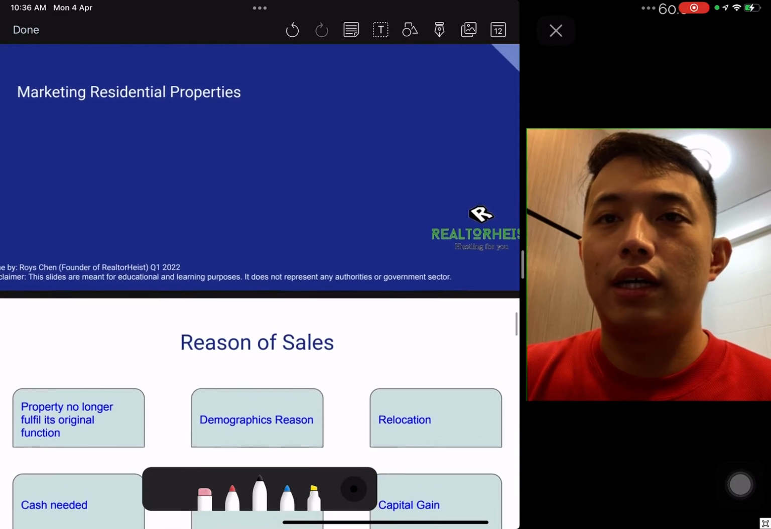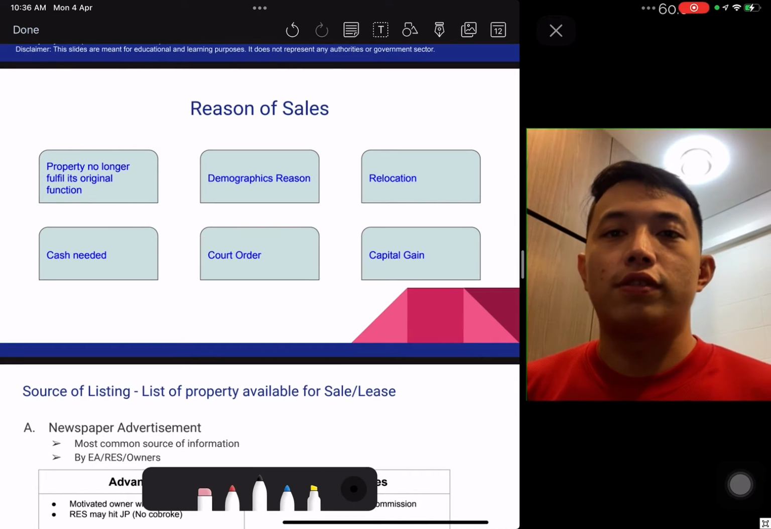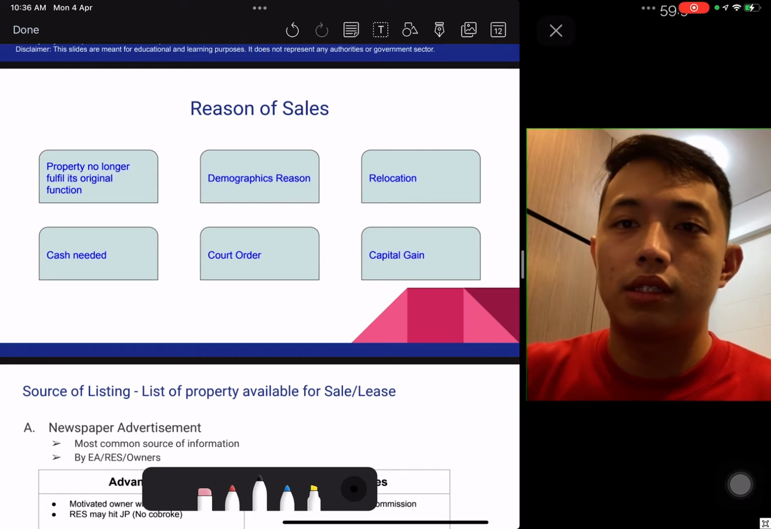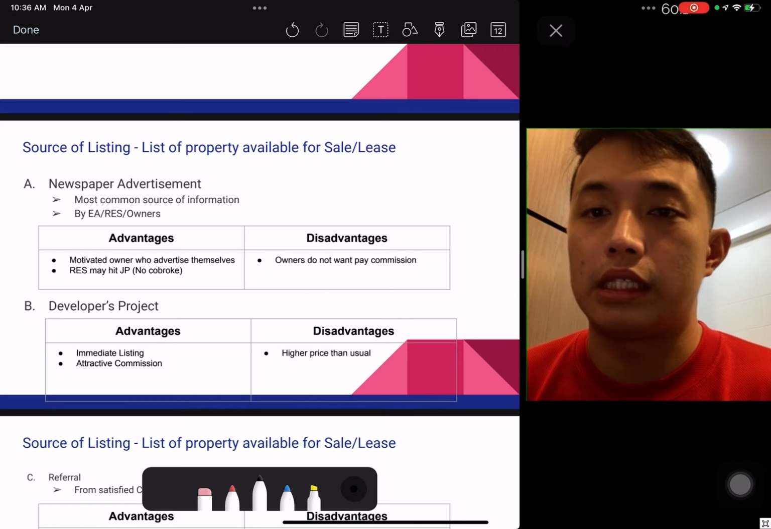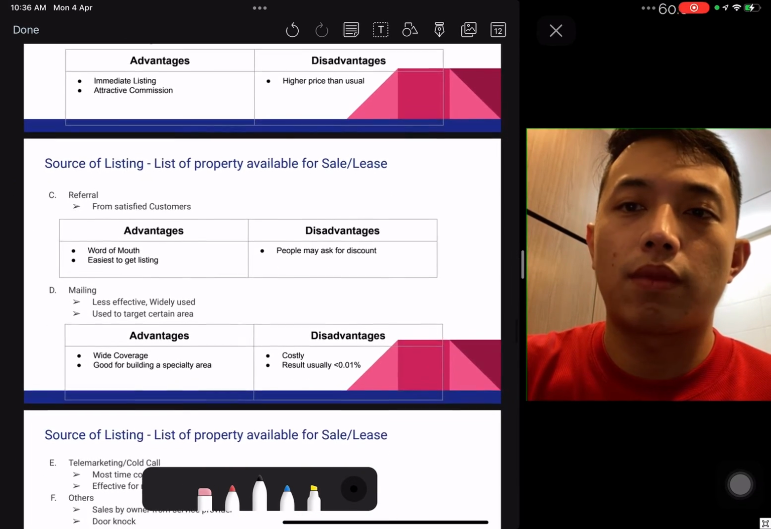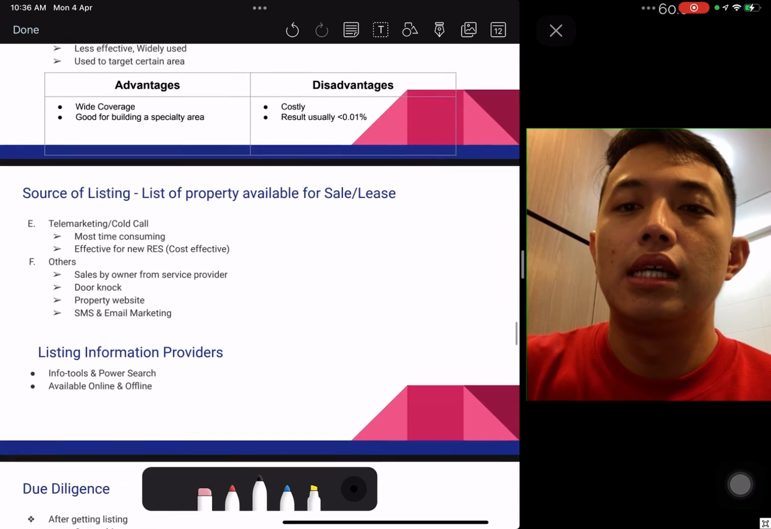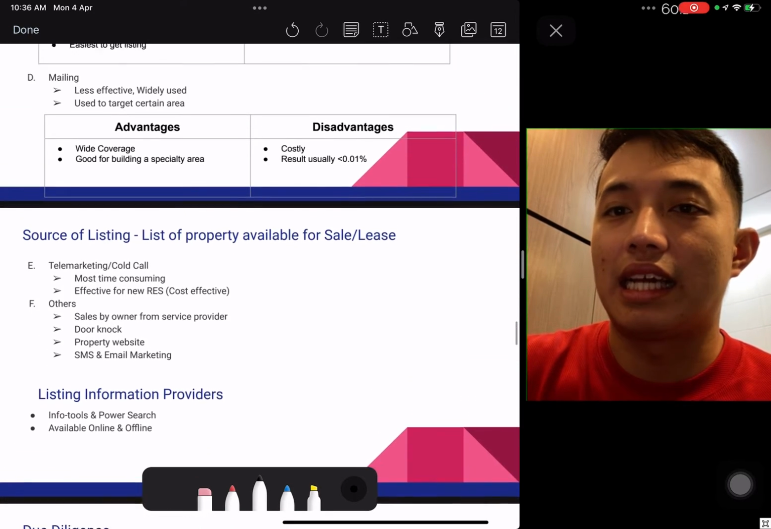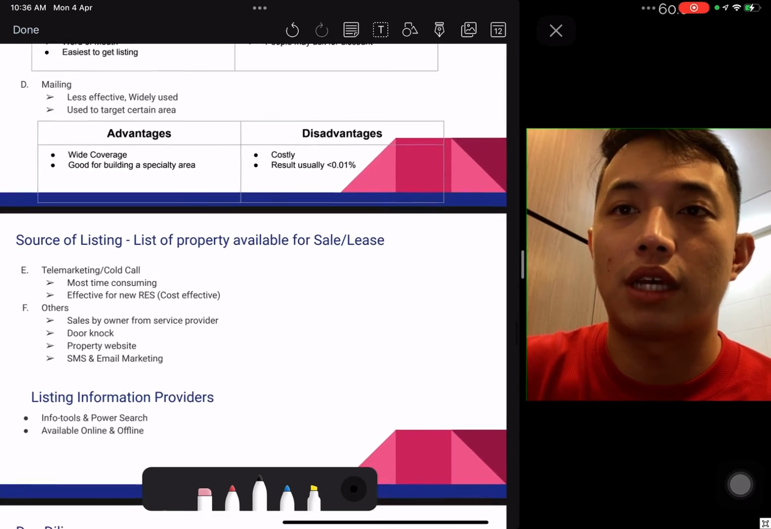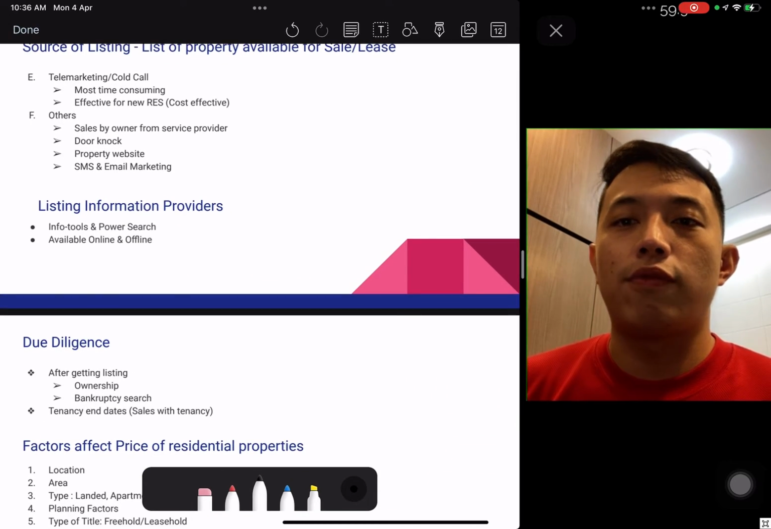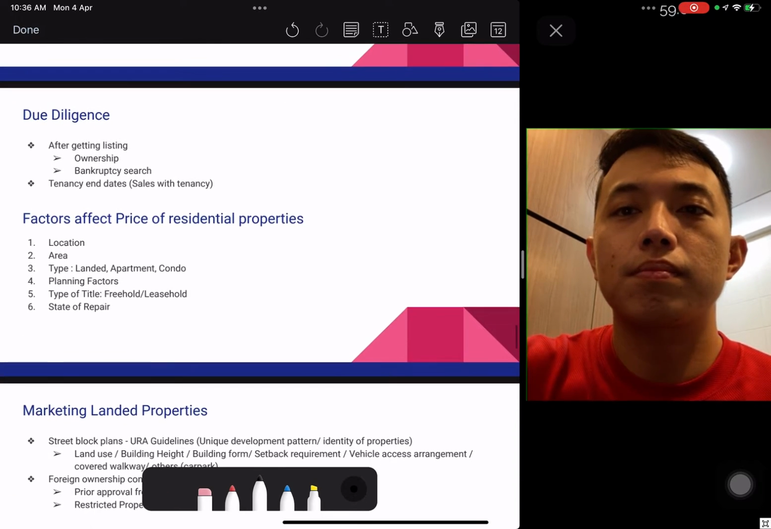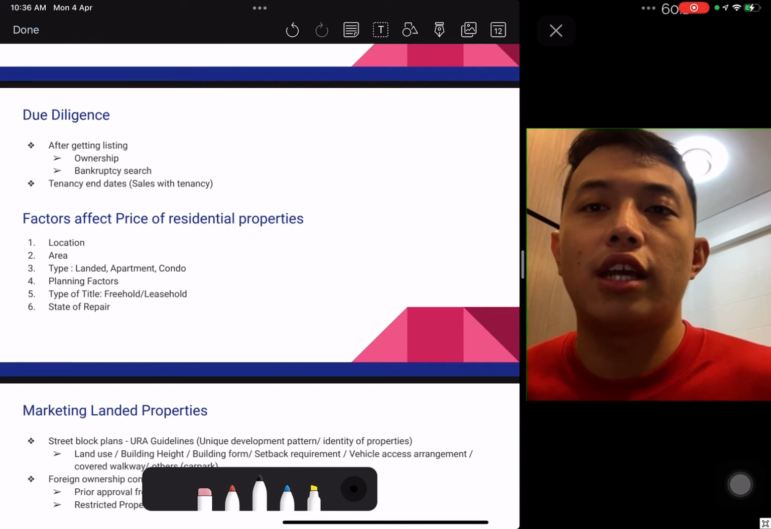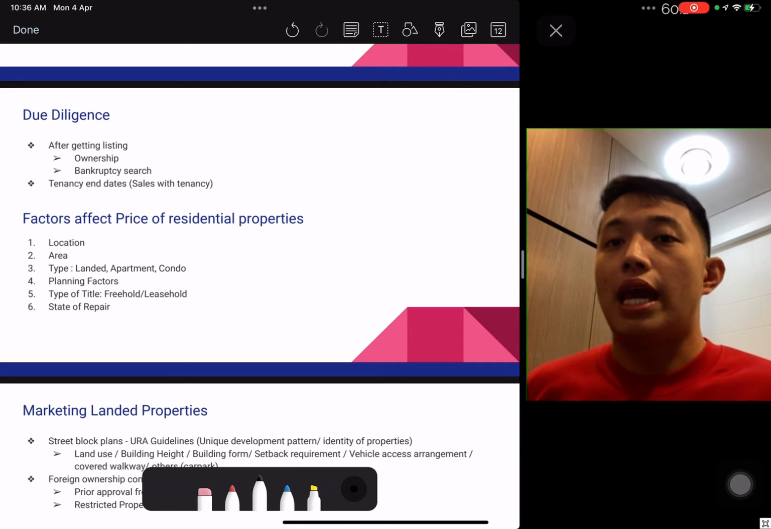So, marketing of residential property in Singapore. The results of sales, I did go through once already. So please proceed on. As for sources of marketing, you can do newspaper listings, developer projects, referrals, mailings, telemarketing and others. Okay, all these read yourself. I will not go through all the pros, cons and advantages. Listing information providers such as InfoTools and PowerSearch are available online and offline. Due diligence: after getting a listing as a RES, you're supposed to check the ownership of the property and the Bankruptcy Act.